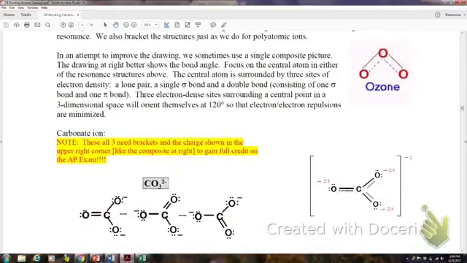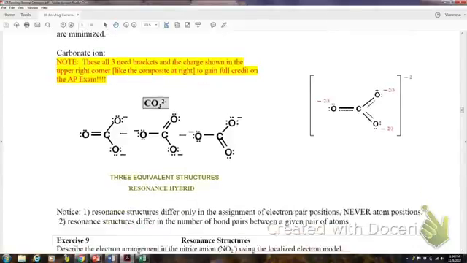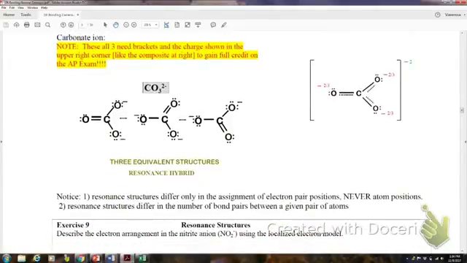So let's do an example down here. Here's an example of the resonance structure for the carbonate ion. Right here, there's a little note saying that they were supposed to have brackets, but they got left out. If you don't have brackets on the AP exam, they're probably not going to give you your points.